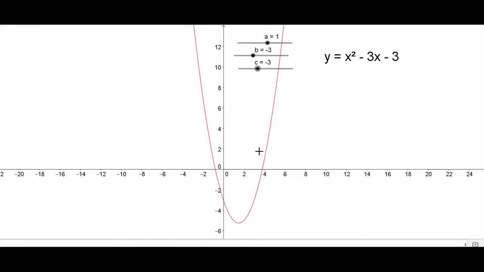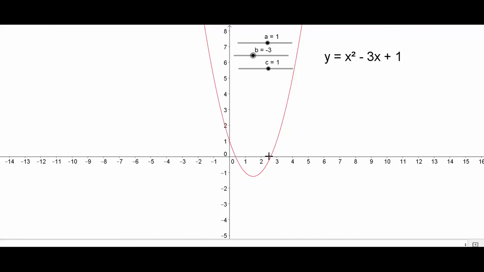Now, if it crosses the x-axis, like this one here, then it's quite easy to see which quadrant the minimum point is in. We can see that if the two values are both positive like this, clearly the minimum will be in this fourth quadrant down here.